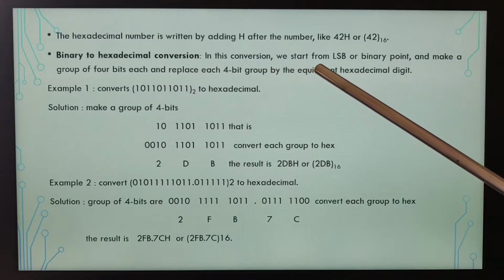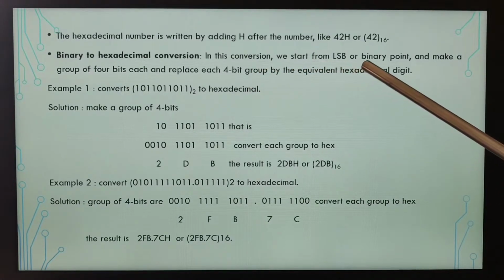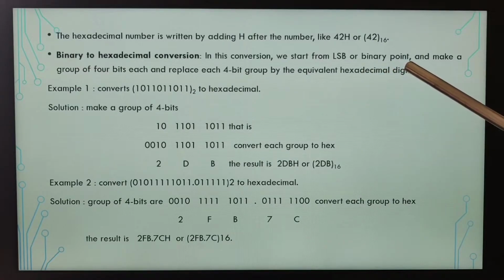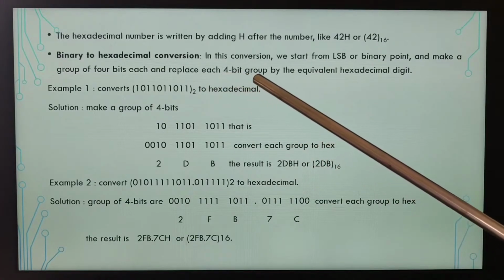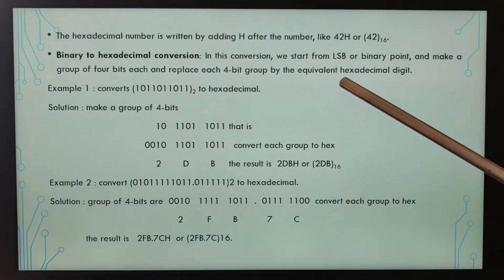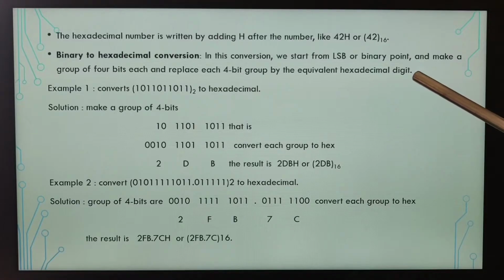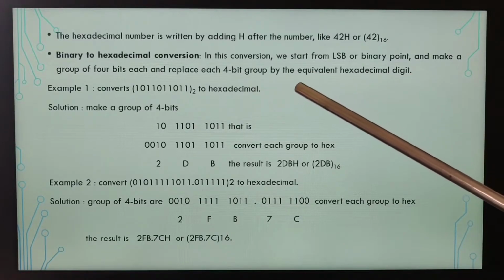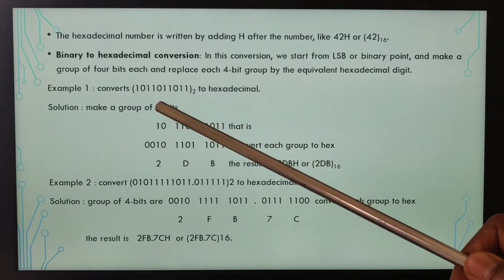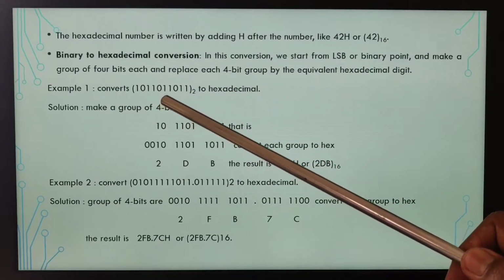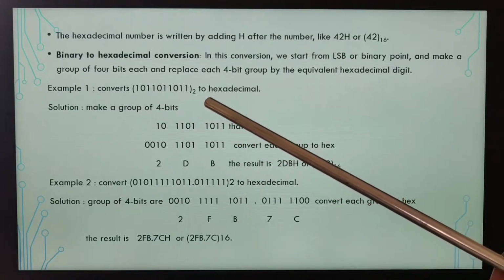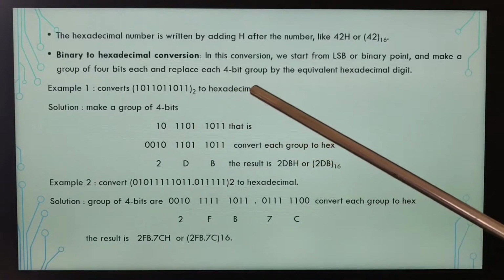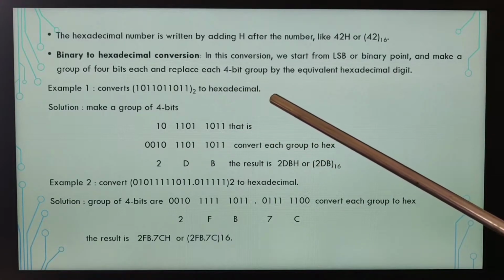In this conversion, we start from the LSB or binary point and make groups of 4 bits each, and replace each 4-bit group by the equivalent hexadecimal digit. This can be understood if we take an example. Convert 1011011011 base 2, that is a binary number, to a hexadecimal number.